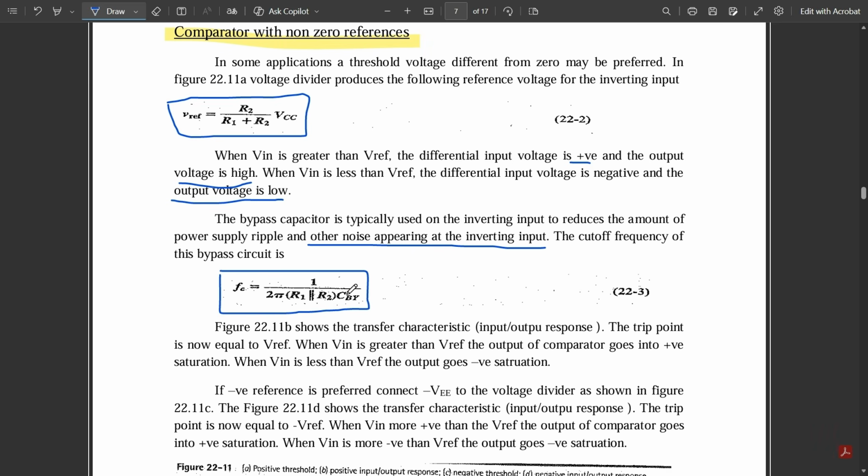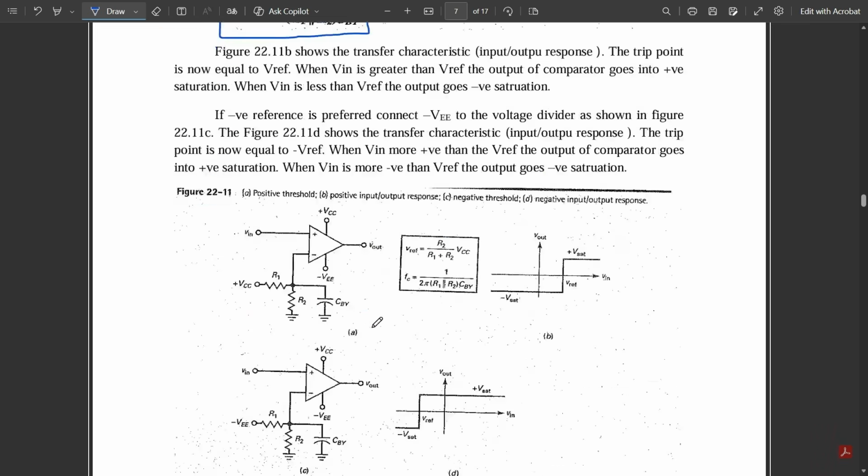Okay, where the CBY is the bypass capacitor, and this is the basic frequency, because you know that frequency is generally given by 1 divided by 2 pi RC, right? Where this is the complete equivalent resistance R1 parallel to R2, because we are using two resistances, right? So that's why 1 divided by 2 pi R1 parallel to R2. Why? Because these two are in parallel connections, because these are separate branches. Okay, into the coupling capacitor or the bypass capacitor CBY.